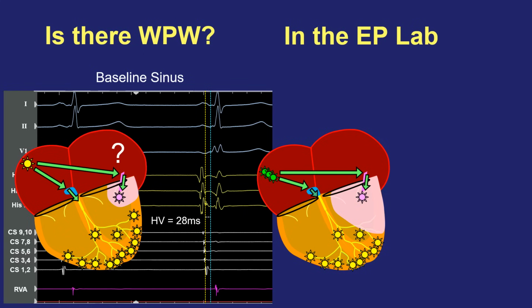Your QRS will therefore be wider, you'll have a much more prominent delta wave, and your HV interval will shorten further.